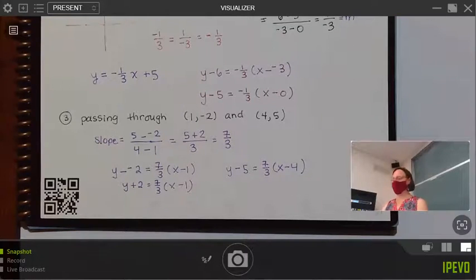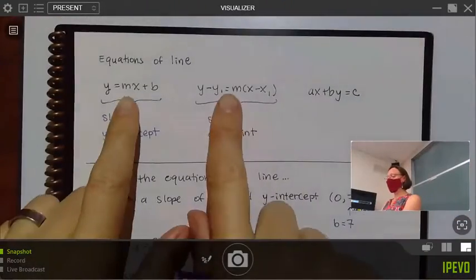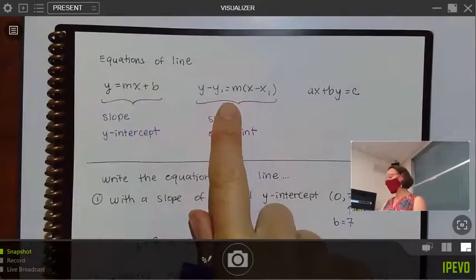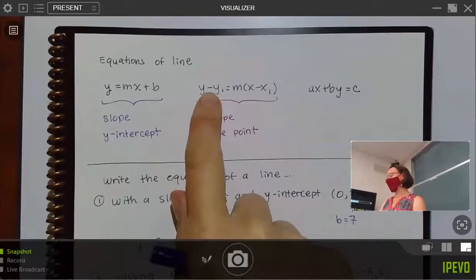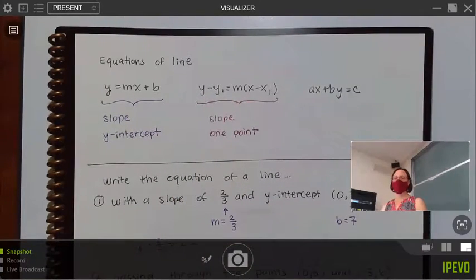Yep. I like questions. How come it's y minus negative 2 if we already have, isn't it y equals y1? So we've got two different forms. This form is y minus the y value at one of the points. Okay.